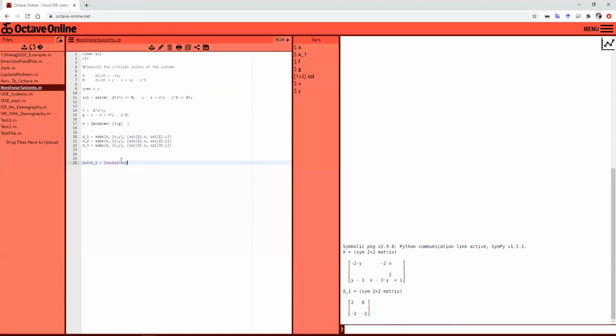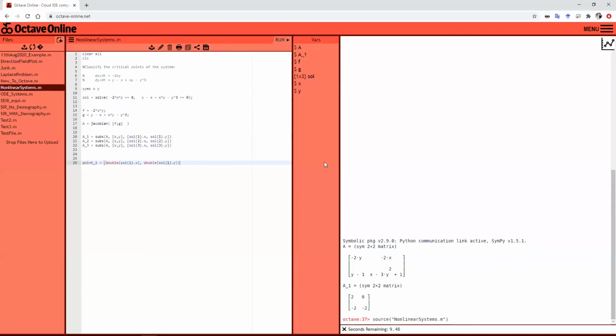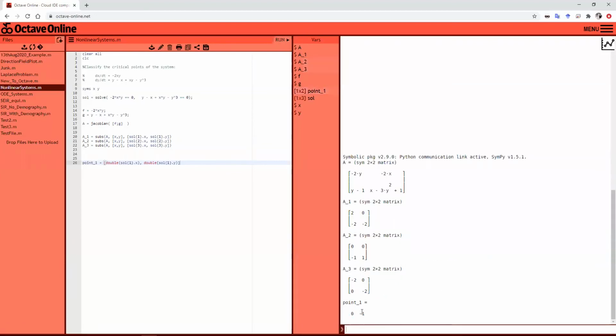sol 1 dot x and double sol 1 dot y, and if I've done that right, what this will do is print out the point 0, negative 1. So the point 1 is 0, negative 1. So the double just converts this component of the sol that we're using into a number rather than a symbolic variable.